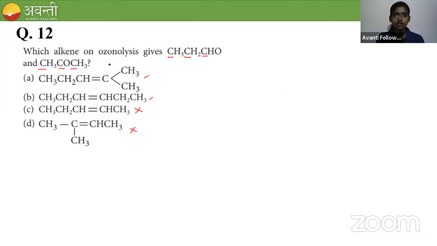So what do we have to do? What is ozonolysis? Breaking the double bond and adding oxygen to both the carbons. So break the double bond and add oxygen like this. On one side CH3CH2CHO, which is propanal, and on the other side you have CH3, C double bond O, CH3, propanone. These two are given in the question. So option A is the correct answer for this question.